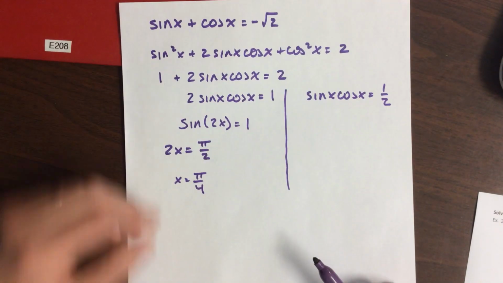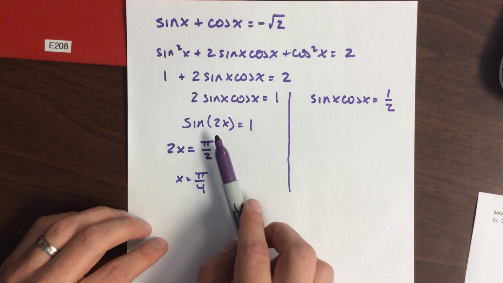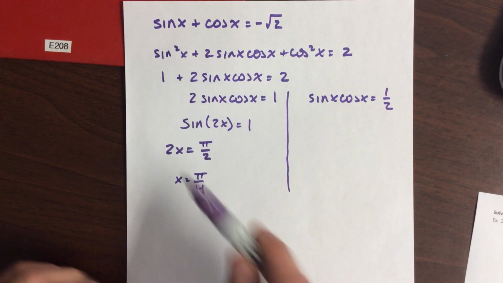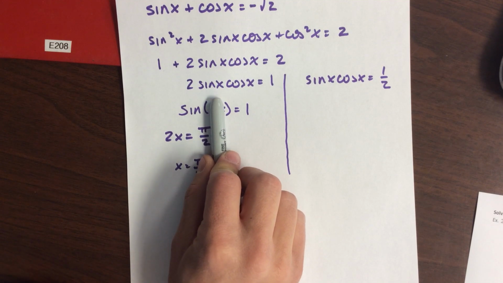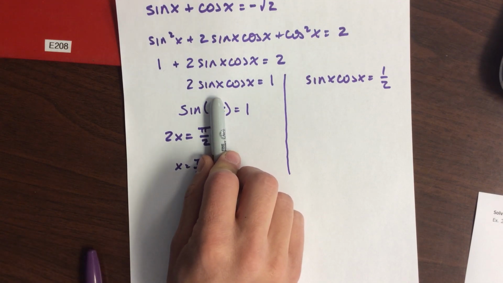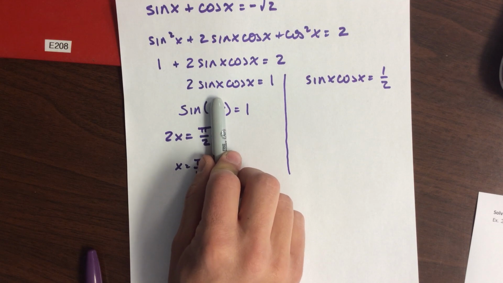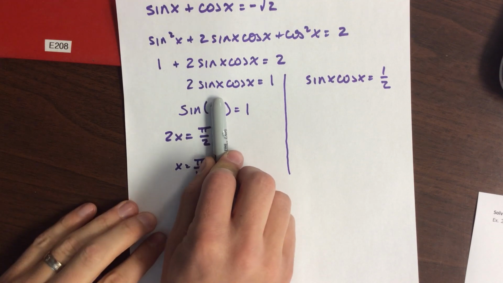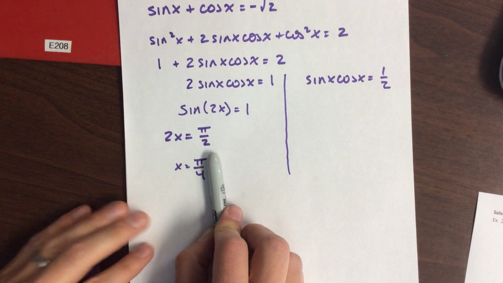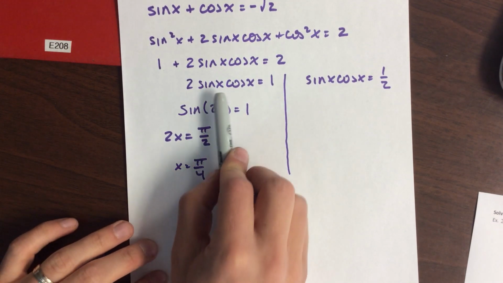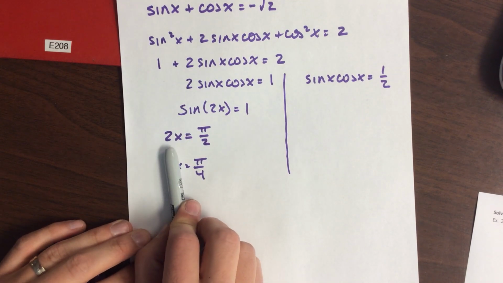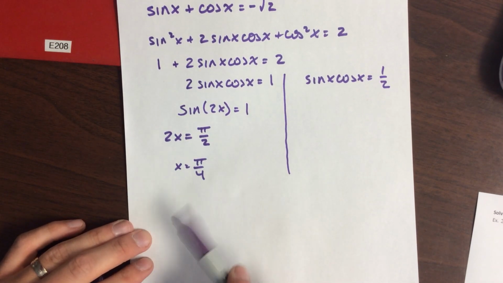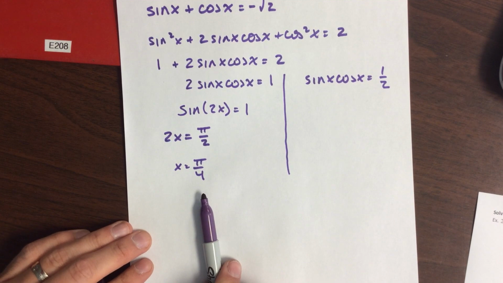Where do you get the pi from when you do 2x equals pi over 2? We're thinking, sine of something equals 1. So sine of what angle gets us 1? We go to the unit circle, that's straight up, that's pi over 2. So we get 2x equals pi over 2. Whatever that something is just happens to be 2x this time. Now pi over 4. Let's check this.